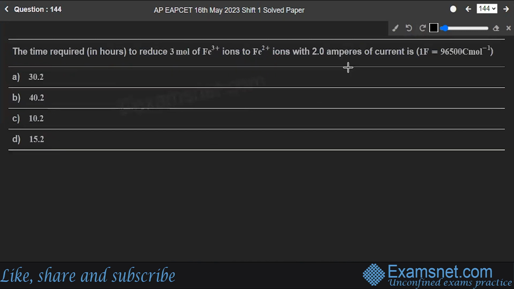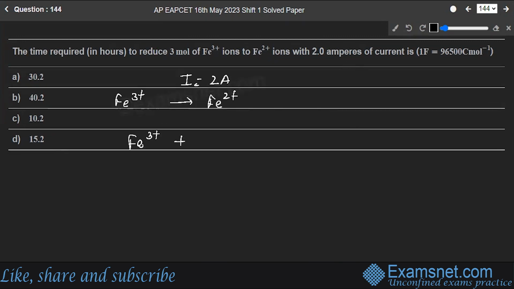Hope you understood this. Next is question 144. The time required in hours to reduce 3 moles of ferric ions to ferrous ions with 2.0 amperes of current. 1F is given to you as this value. So you are given that current is 2 amperes. The reaction involved in the reduction of ferric ions to ferrous ions is given by this.